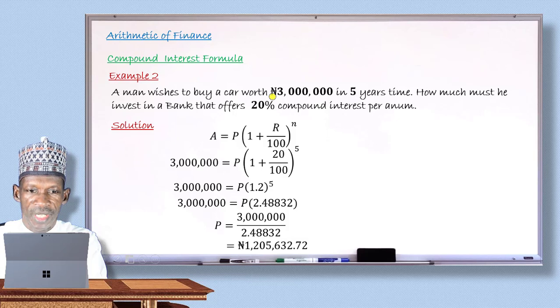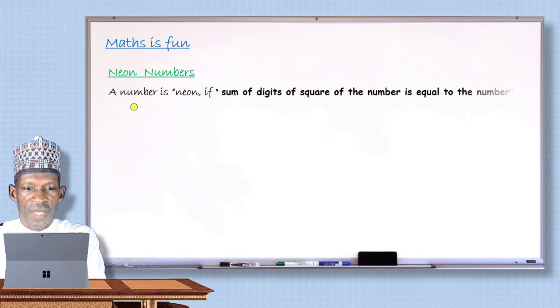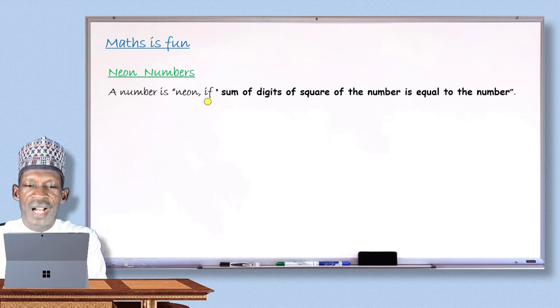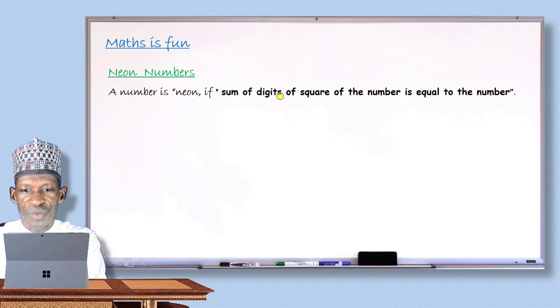Let me just move to the last segment. Maths is fun, and explain what neon numbers are. A number is neon if the sum of the digits in the square of that number is equal to the number itself. Then that number is called a neon number.